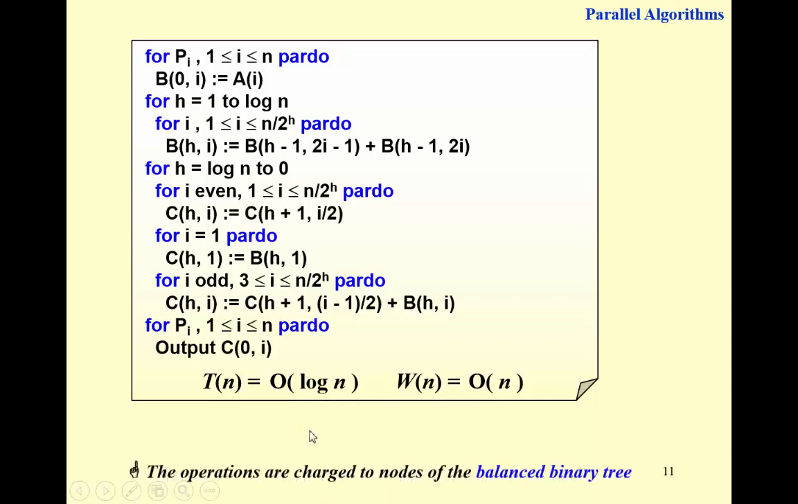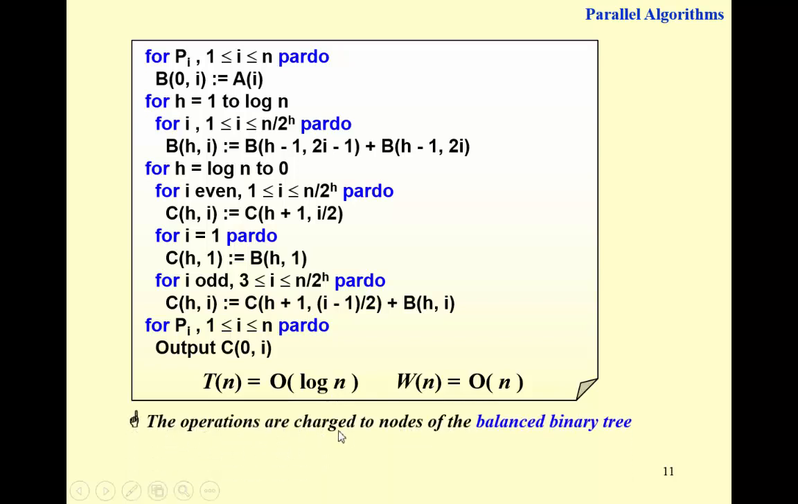And the trick is that the operations are charged to nodes of the balanced binary tree. And since the task of each node takes only a constant time, the overall workload must be big O of n. And since it is a balanced binary tree, the height, which corresponds to the number of rounds, is big O of log n.